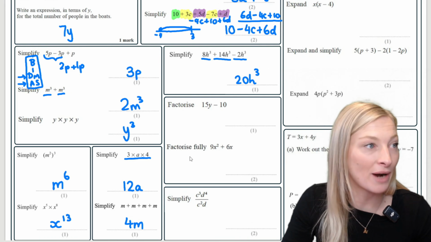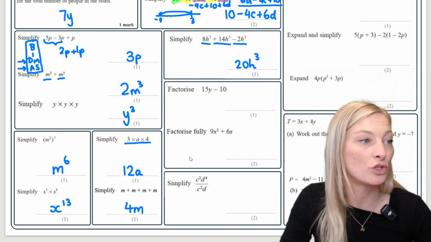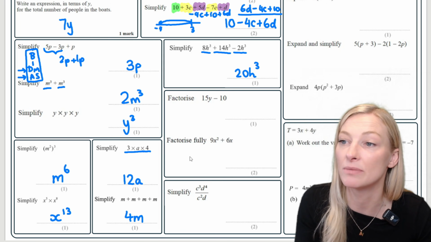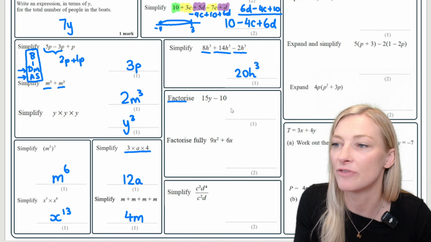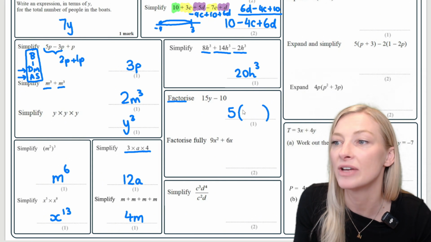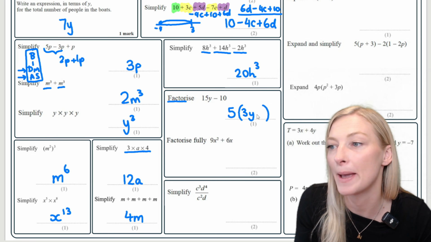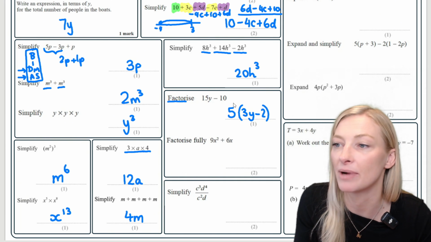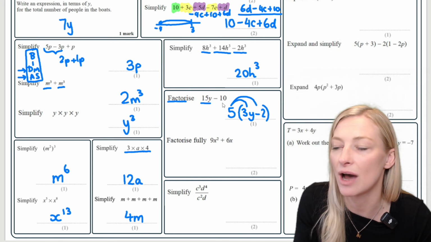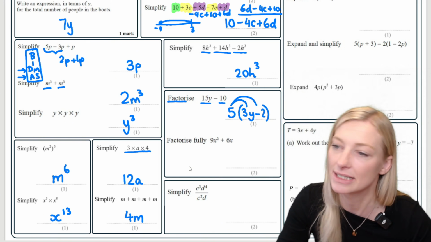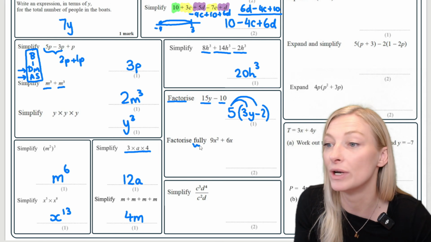Factorize means brackets. When you see that word factorize, you should be thinking, okay, that's my brackets, I need to put them in. I'm looking for a highest common factor, and that's going to be 5. So that goes on the outside of my bracket. 5 lots of, and then it's going to be 3y minus 2 inside the bracket, because we would need it to be 3y to make 15y there, and 5 times 2 is how we're getting the minus 10 there.